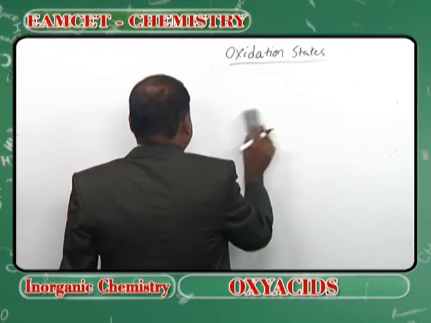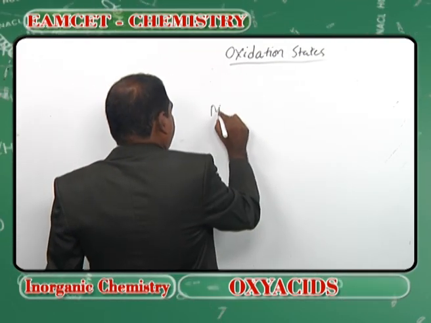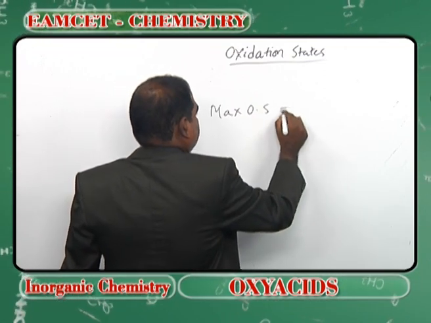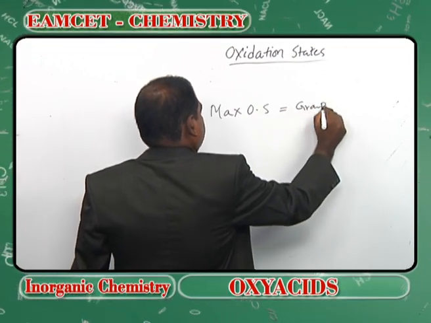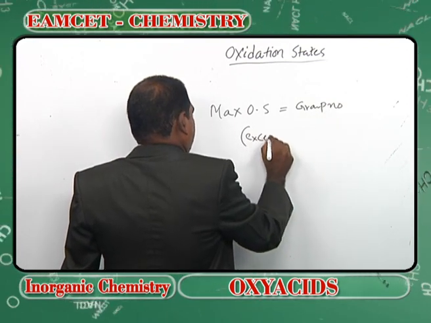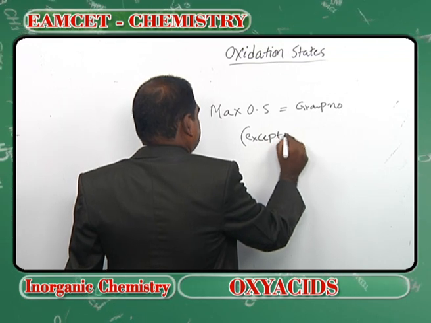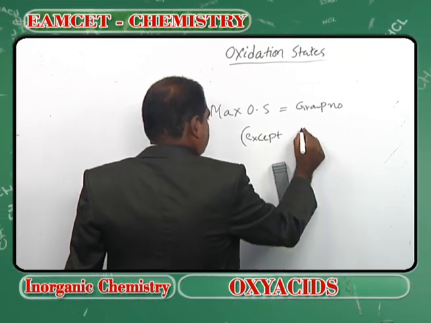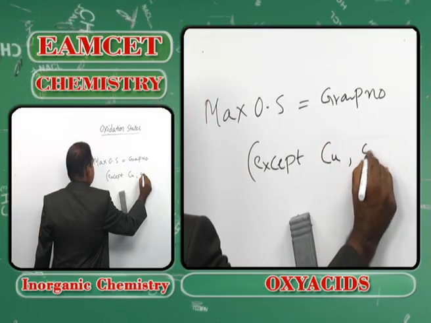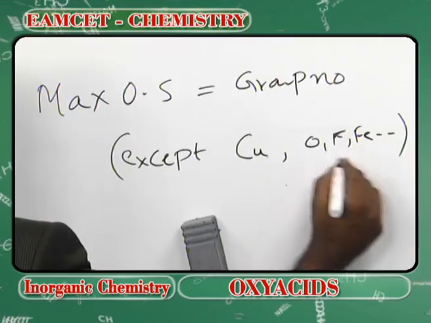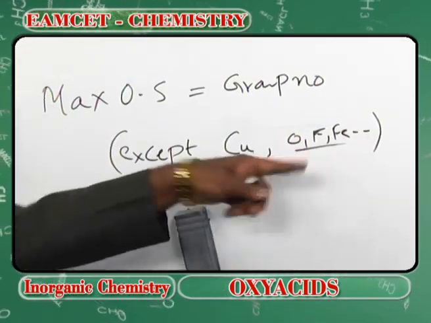And then, the maximum oxidation state that could be taken by any element is equal to its group number. And for this rule, only copper is an exception. Copper is a very chief exception. Copper, Cu is an exception. Oxygen, fluorine, iron to some extent. I am not writing big letters because I am not giving importance to them.